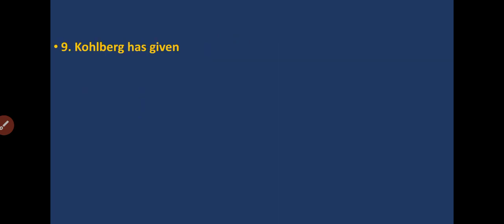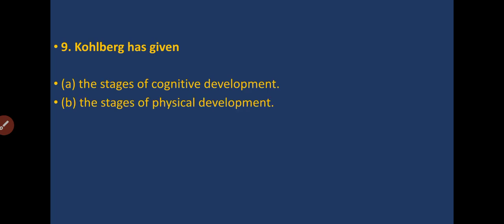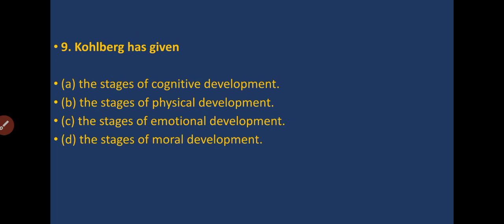Next, Kohlberg has given A. the stages of cognitive development. B. the stages of physical development. C. the stages of emotional development. Or D. the stages of moral development. The correct answer is option D. Kohlberg has given the stages of moral development.